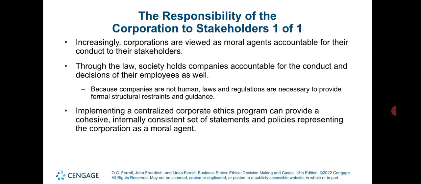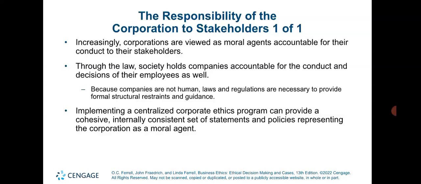Okay. First of all, we look at the responsibility of the corporation to stakeholders. It says here that increasingly, corporations are viewed as moral agents accountable for their conduct to their stakeholders. Okay, so the community regards corporations as a separate entity. It's like a living person, except that it's not a biological person, but it's an institution. Okay, so a corporation is an institutional person that is also viewed as a moral agent.